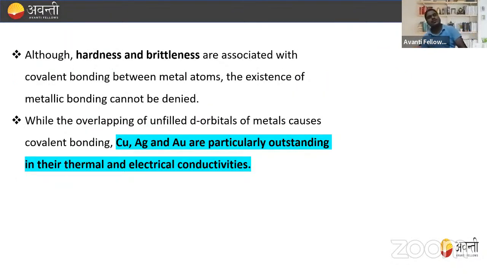Now, although the hardness and brittleness are associated with the covalent bond between the metal atoms, the existence of metallic bond cannot be denied, right? While the overlapping of unfilled d orbitals of metals causes covalent bonding, Cu, Ag, Au are particularly outstanding in their thermal and electrical conductivity.